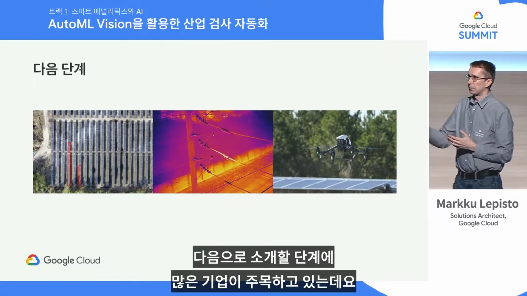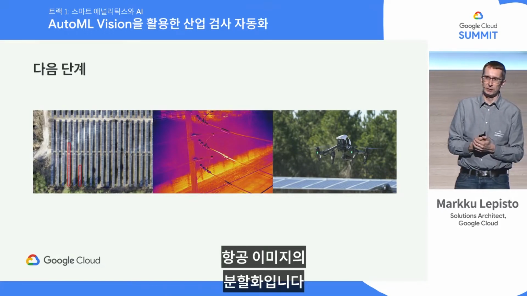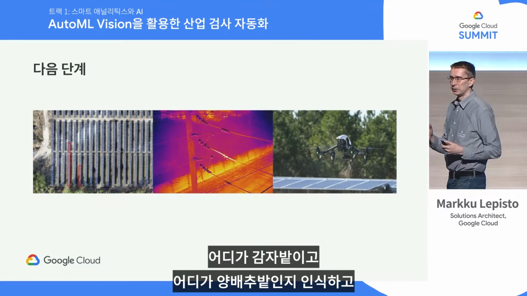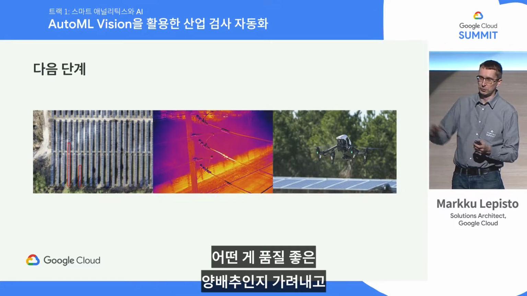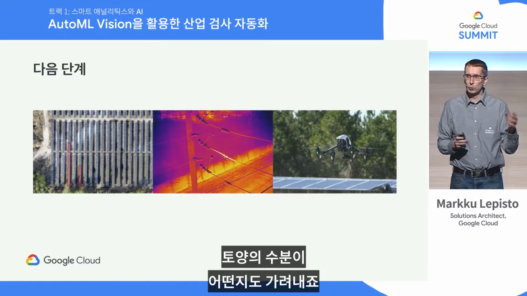The next steps that they and many other companies are looking at are, for example, segmenting aerial images, like there's a potato field here, and these are cabbages, and then understanding the difference between healthy cabbages or very dry soil or too wet soil, etc.